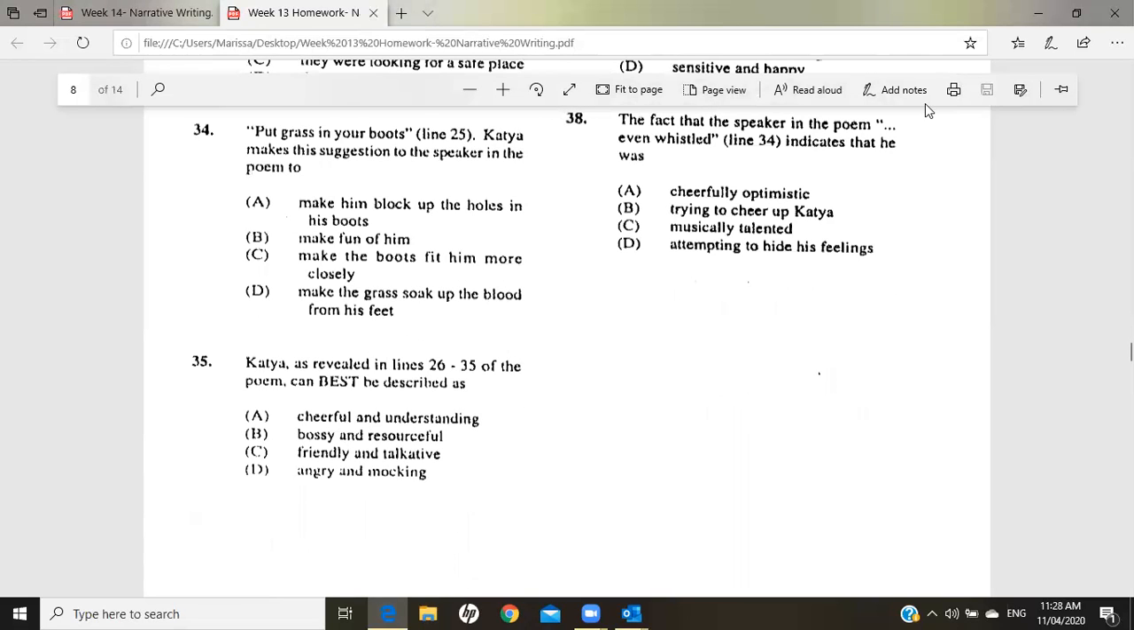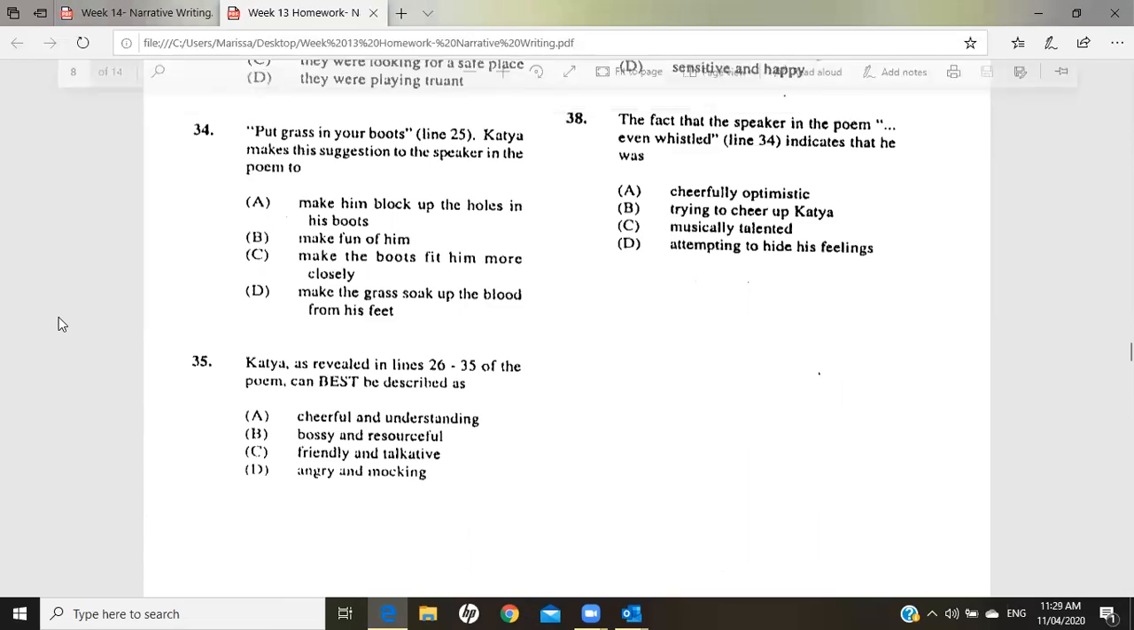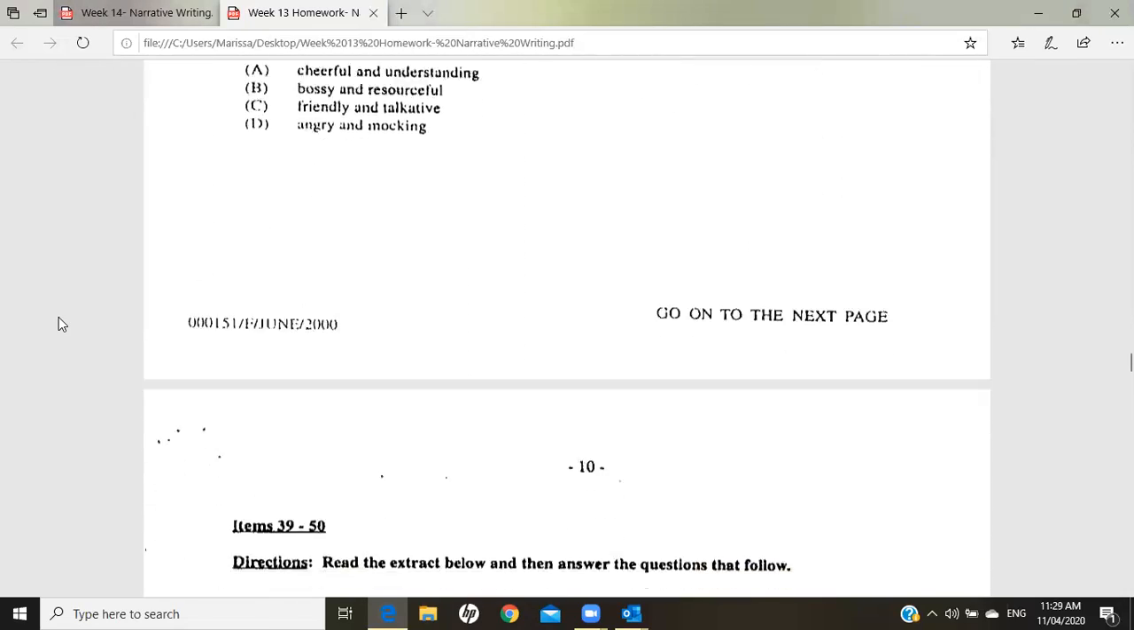Anybody got all correct in this comprehension, in this poem? Yeah, Joshua on a roll. Joshua getting everything correct. Anybody got one wrong?